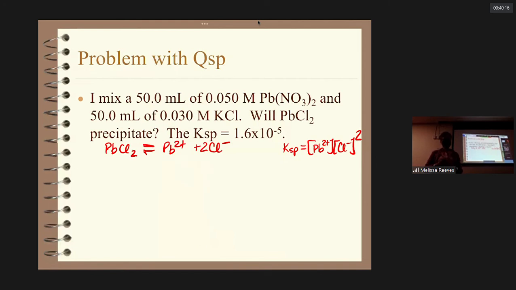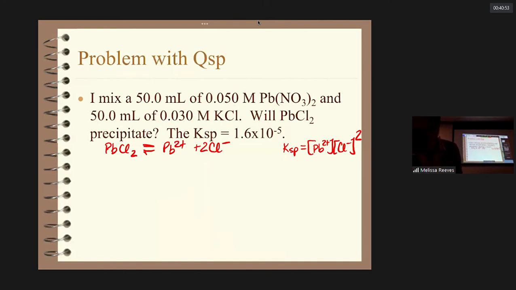But let's find the concentrations. They are not 0.05 for the lead and 0.03 for the chloride, because I have 50 mils of one and 50 mils of the other, and when I mix them, what's my final volume? 100. You guys know that when you go from one volume to a larger volume, that's called dilution. When you mix two solutions together, all the ion concentrations get diluted, because now all of a sudden there's all this other liquid that they're combined with.